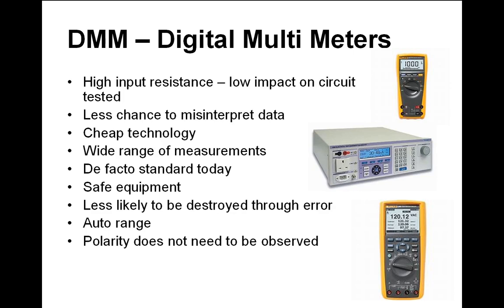There's less chance to misinterpret data. You get a reading, you can see this here, and you just get a number, and it tells you the units at the end of it, whether it's milli, micro, nano, or the full volts or amperes or whatever you're measuring. Whatever the number is, it's a number, so you don't have to multiply or look for the right scale or anything like that. So the chances of human error by misinterpreting what you're reading are a lot less.